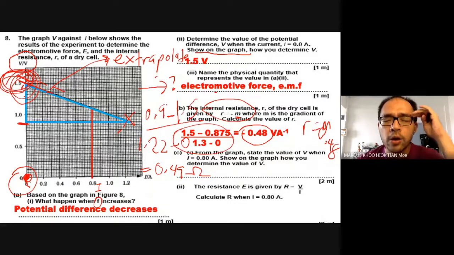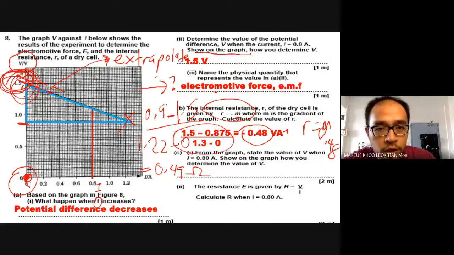You know that if I'm given a graph, internal resistance is the gradient. This one you must know. Because counting gradient is something that you've been learning since Form 3. So don't worry about the skill, worry about the facts. The facts are more important.